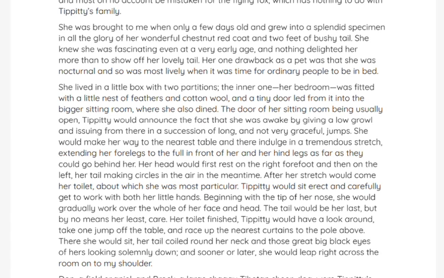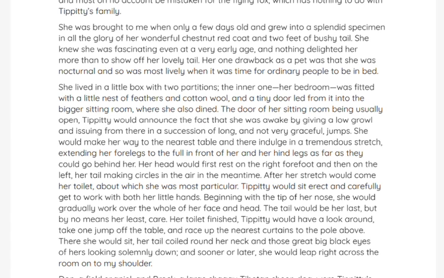Her head would first rest on the right forefoot and then on the left. So here we're talking about the stretches that a flying squirrel does. After jumping outside, she goes near the table and stretches her legs as far as she can. She always does that, her head first resting on the right forefoot and then on the left, and her tail making circles in the air in the meanwhile. The animals always do that.